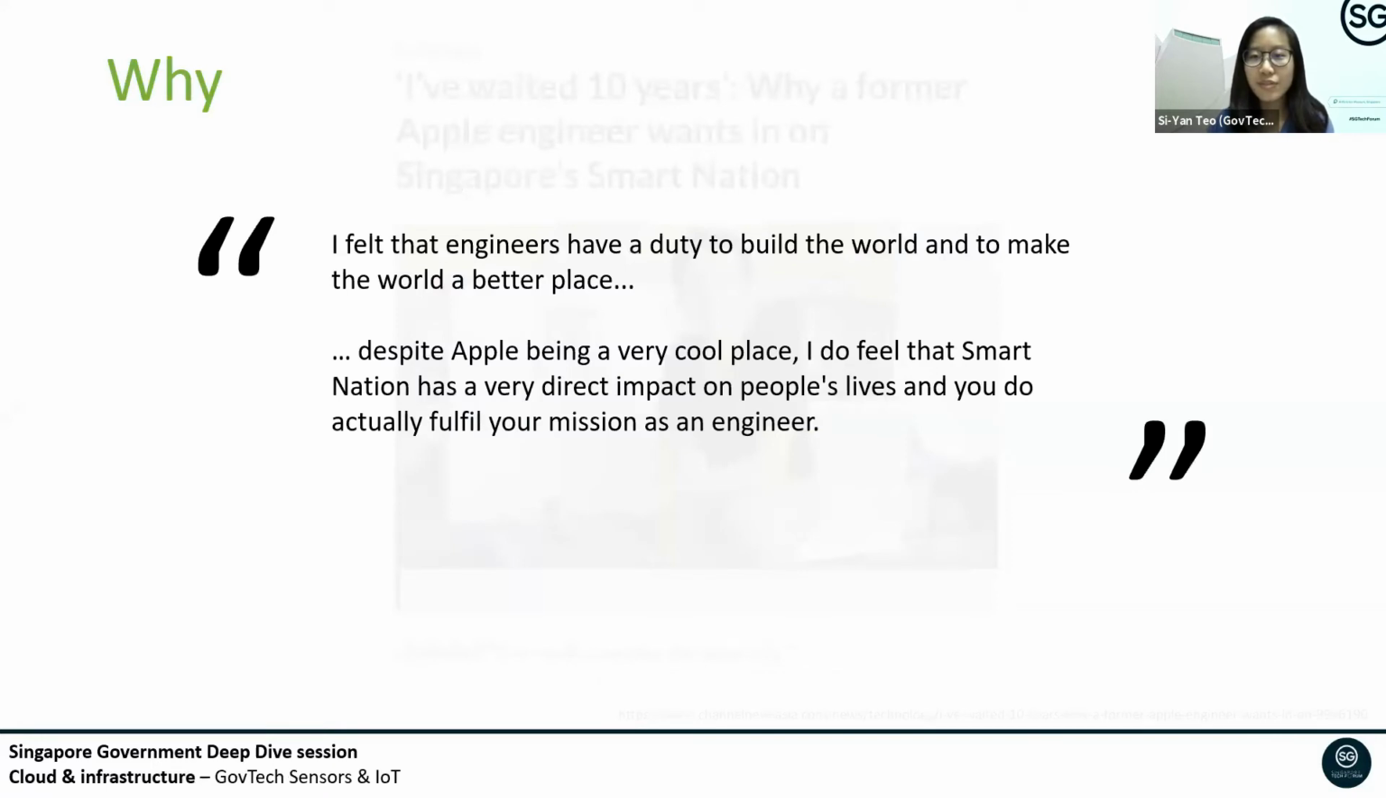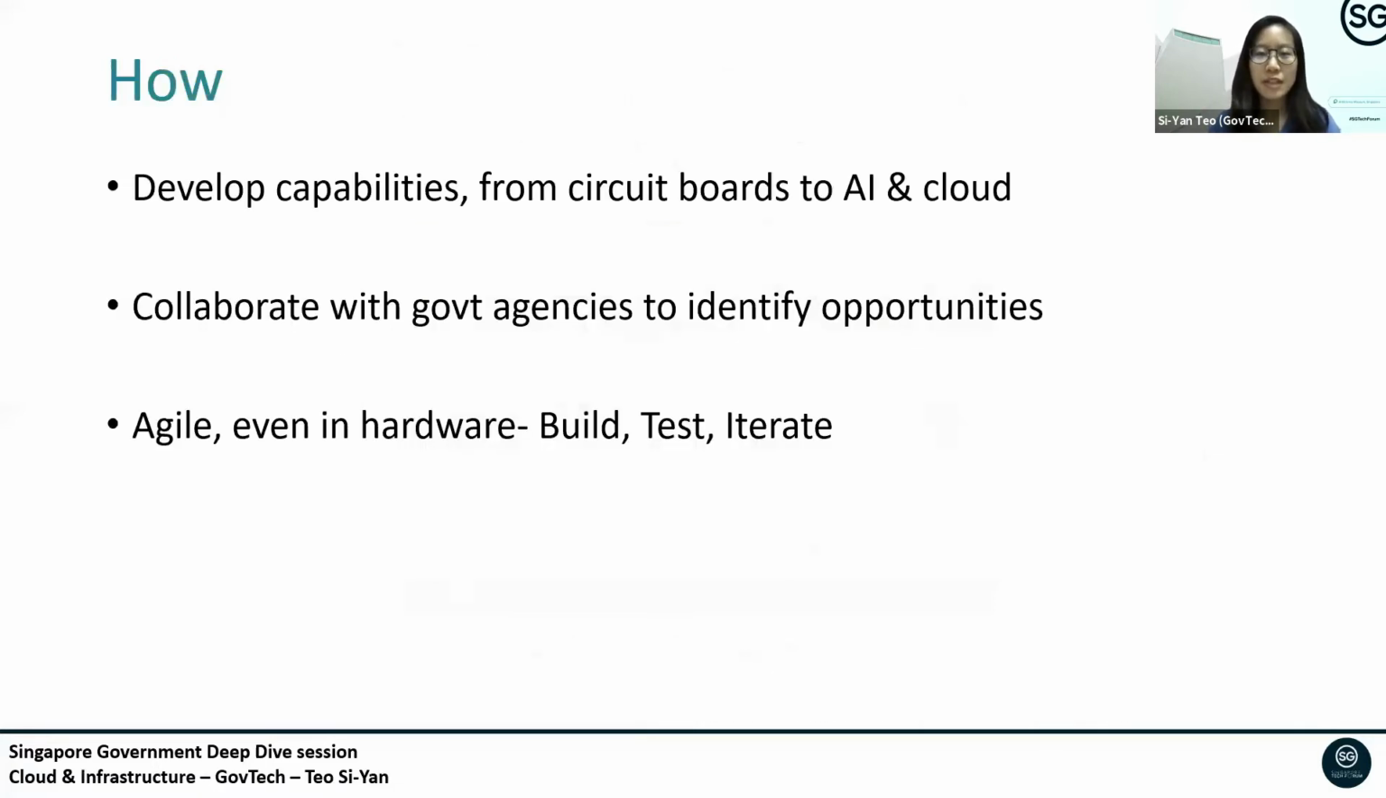I'll pause for a while for you to read this quote from him. For GovTech, the aim is to use technology to benefit Singaporeans. And something unique about my team within GovTech is that we develop not just software, but also hardware, including physical devices that interact with the physical environment through sensing and actuating. We feel that this can make additional impact other than just through software and apps.